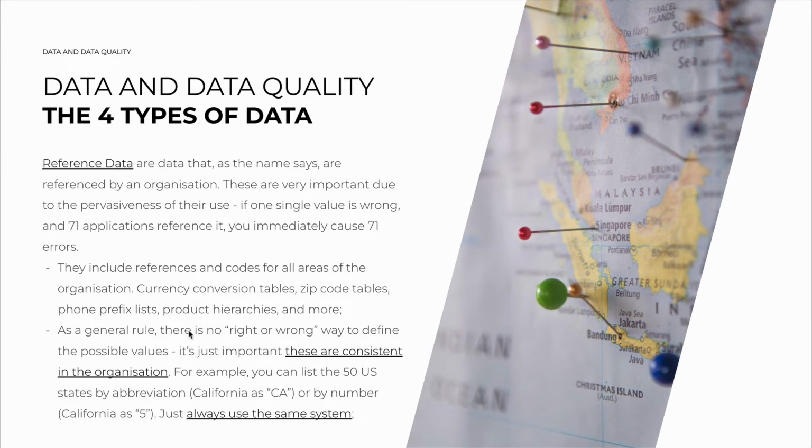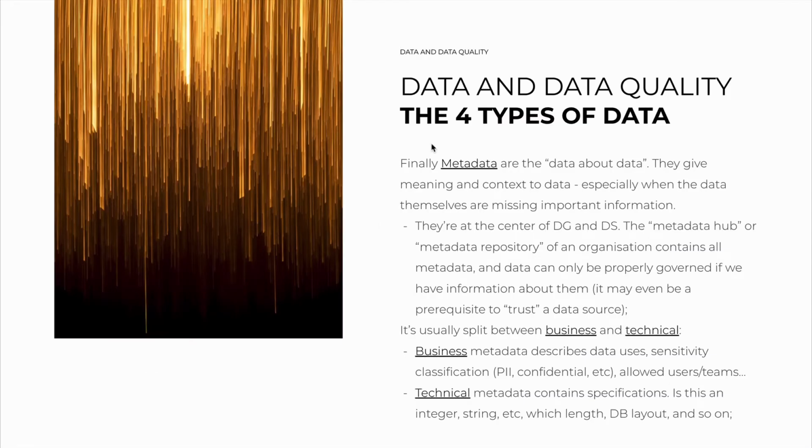As a general rule, there's no right or wrong way to define the possible values. Just make sure that they're consistent in an organization. For example, take the list of the 50 states of the United States. You can abbreviate them by using the two-letter abbreviation, such as California being CA, or by number, such as California being number 5 in the list. It doesn't matter which one of the two you use, or even another format, just make sure that you always use the same pattern.